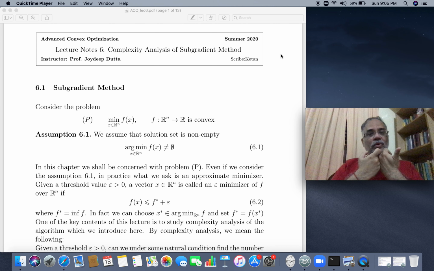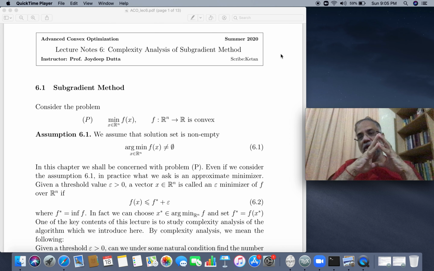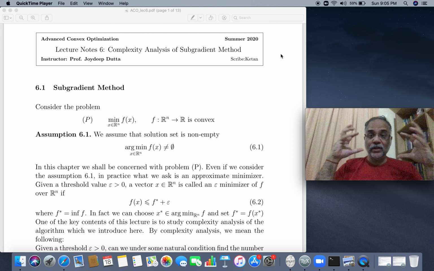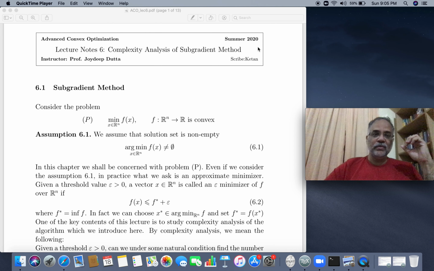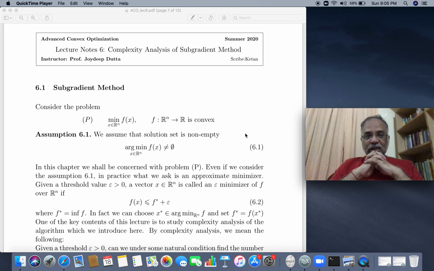Our concern, as always, like in the previous lectures, like lecture 5, is the minimization of a convex function f, defined from Rn to R, over the whole of Rn. That is, we have an unconstrained minimization problem. We'll assume that a minimizer exists. The set of minimizers is non-empty, which is given by equation 6.1, telling that argmin of f is not equal to the empty set.